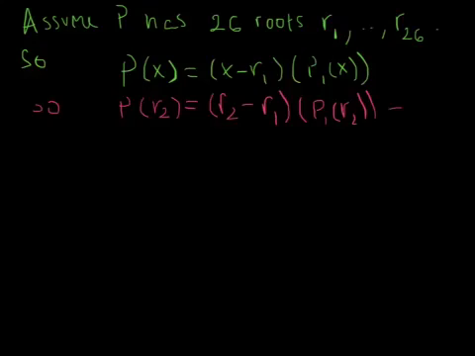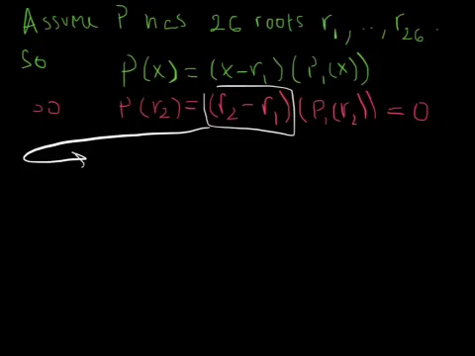And notice that this has to equal 0 because r sub 2 is a root. But this right here cannot equal 0. This cannot equal 0. So we must have that p sub 1 of r sub 2 is equivalent to 0. What does that mean? Think about that.